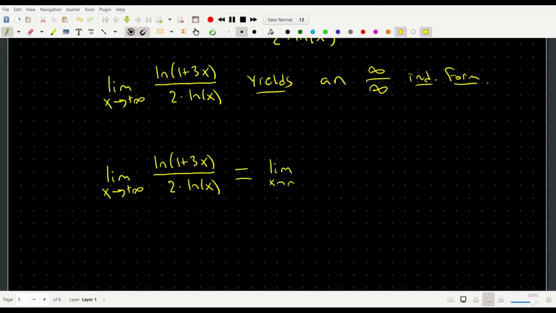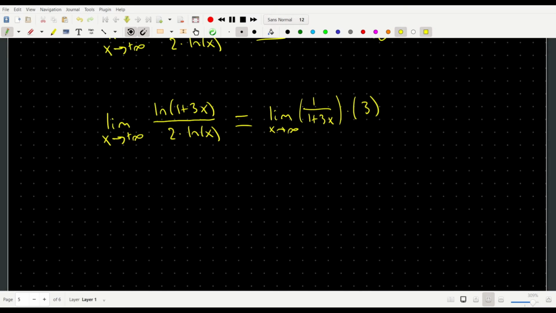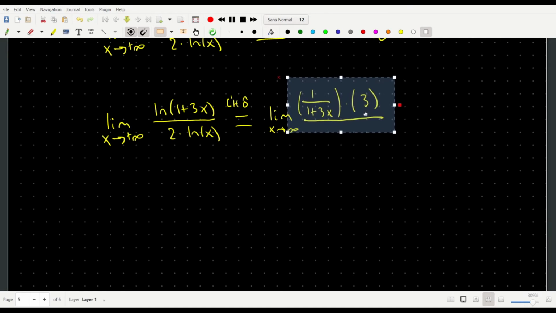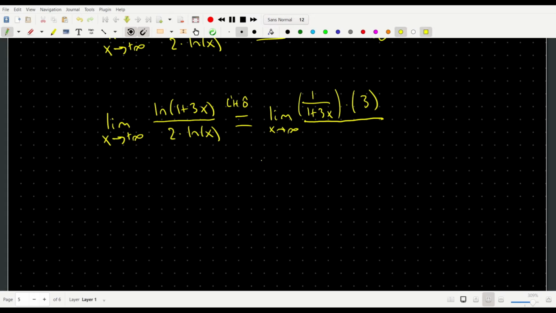the limit as x goes to infinity of this derivative is going to be 1 over 1 plus 3x times 3 from the chain rule. It's the derivative of the numerator in L'Hopital's rule. And this is divided by the derivative of the denominator, which is going to be 2 times 1 over x, or 2 over x.